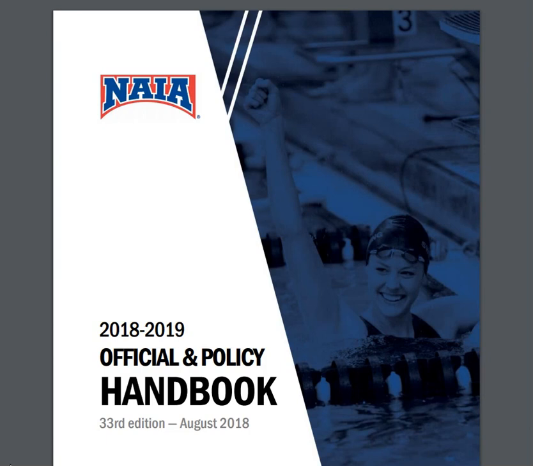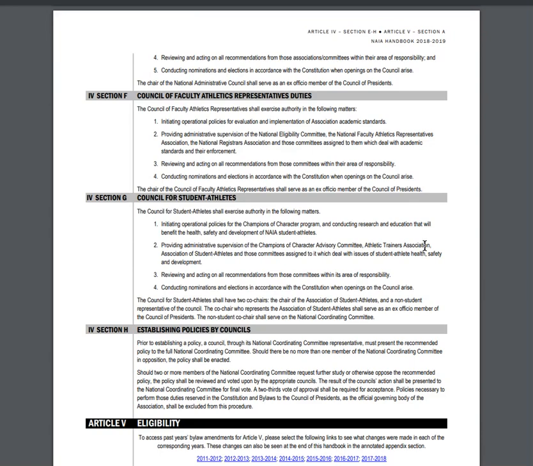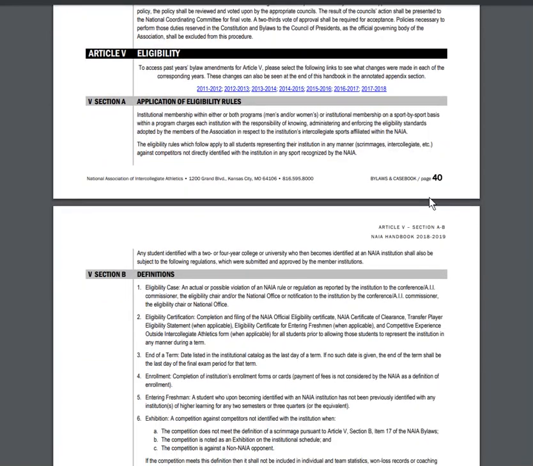So first things first, this is the front page. You can obviously get here by going to NAIA.org. You want to make sure you're on the 2018-2019 season or official policy handbook. I'm going to go to page 40. I know that's where Article 5 starts. And so currently we've only done the annotated handbook for Article 5.